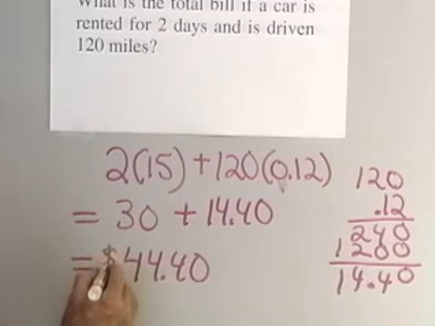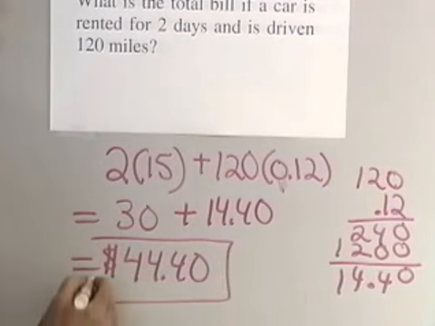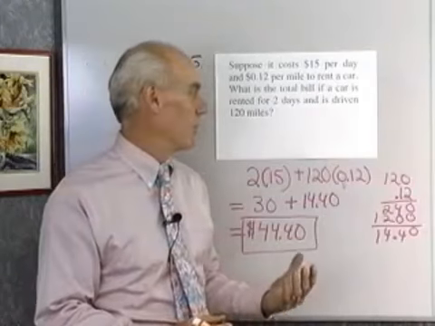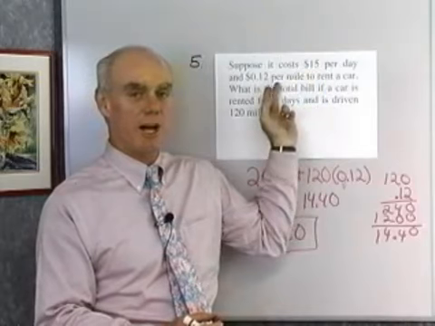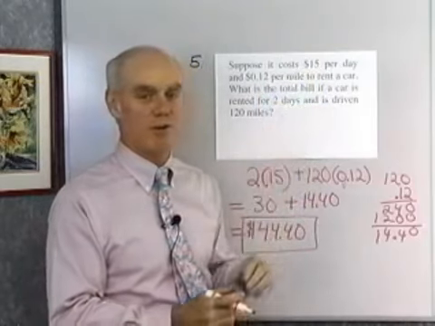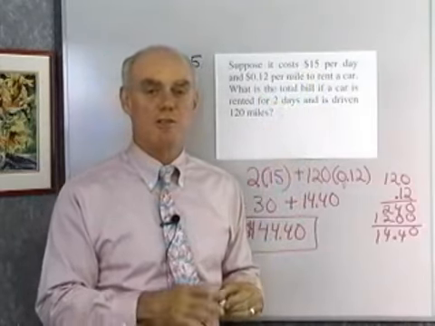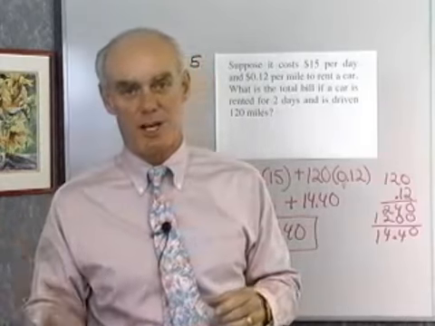When I add 30 and 14.40, I end up with 44.40, and these are dollars that we're working with. So $44.40 is what it will cost to rent this car if it's $15 per day and 12 cents per mile, and we rent for 2 days and drive for 120 miles. Next, we want to look at some formulas that involve pi. So let's walk back over here.